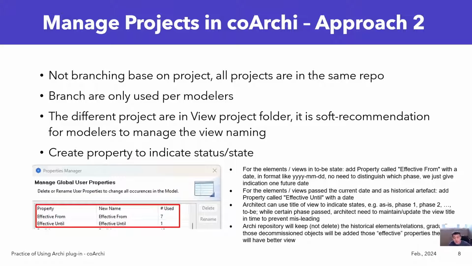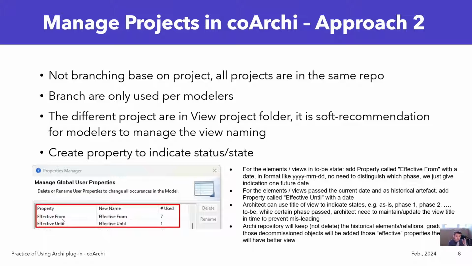So you can name the view with as-is, ongoing, and to-be. At the same time, we also want to do the micromanagement to support certain analytical reports. So we are now trying to test the property settings. We suggest we create some properties as a starting point. One is effective from, another is effective until. If we create a new element, we will give it at least one.